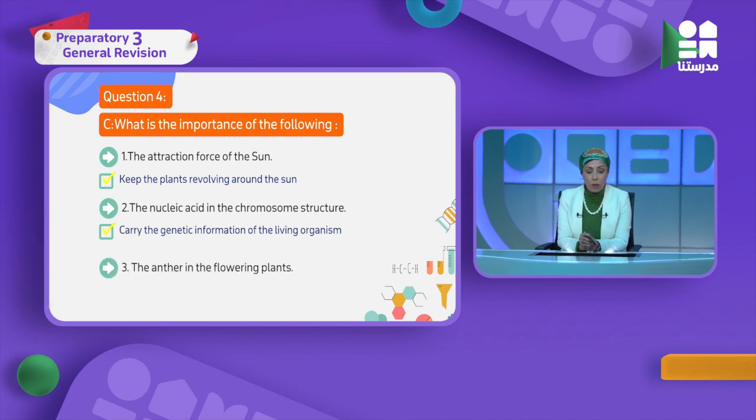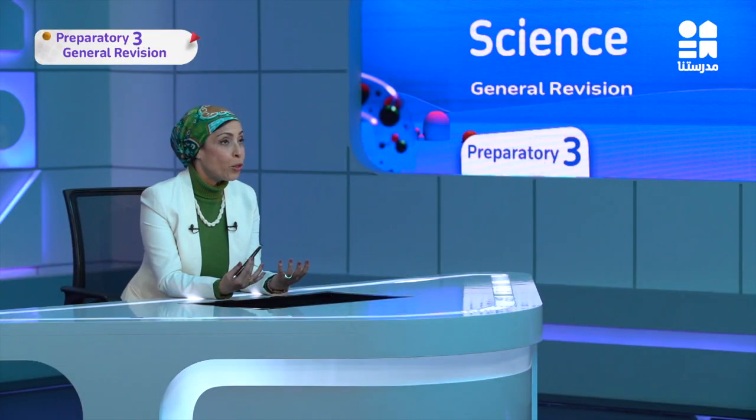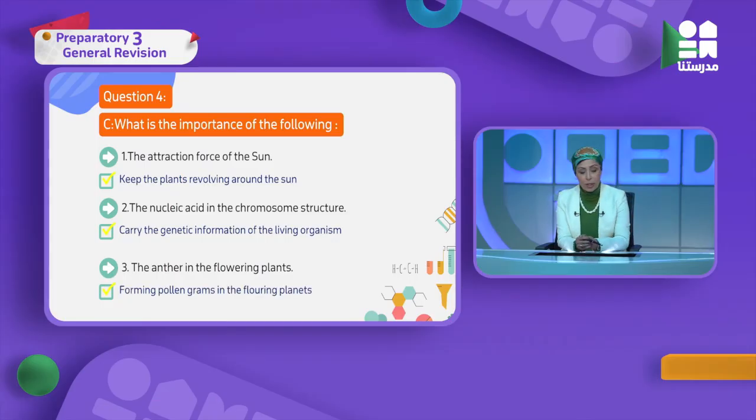What is the importance of the anther in the following plants? The anther is one of the reproductive systems. Is it male or female? It's the male reproductive system in the flower. So its importance is that, as the male reproductive organ, it produces the male gametes, which are the pollen grains. So its function, or importance, is producing or forming pollen grains in flowering plants.